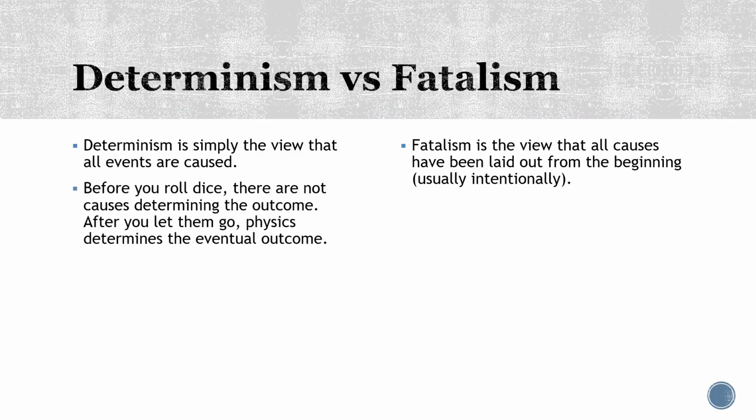Okay? So think of it this way, as for example, before you roll dice, there are not causes determining the outcome. After you let them go, physics determines the eventual outcome. Okay. Whereas, again, Calvinist predestination is a good example of the view of fatalism.